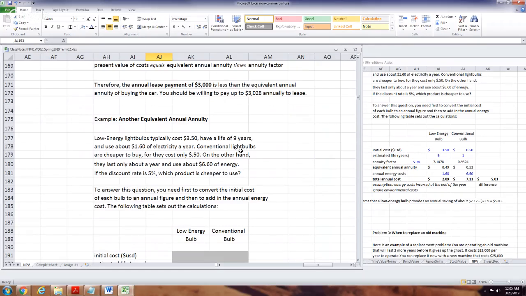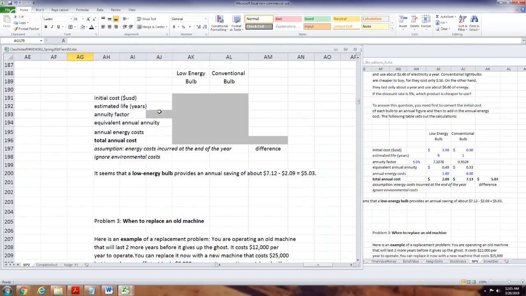So, okay, another equivalent annual annuity system here. Low energy bulbs cost $350 and last 9 years, and use about $1.60 of electricity a year. Conventional bulbs are cheaper to buy. I always like a 0 in front of this. Conventional bulbs are cheaper to buy, but they only last about a year, and they use more energy. So if the discount rate is 5%, this is a nice electrical engineering problem. Okay?